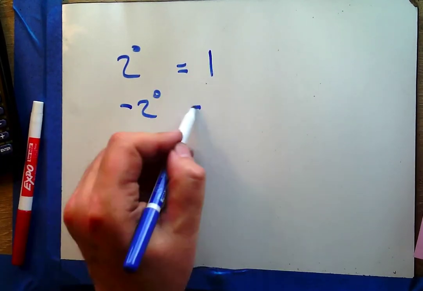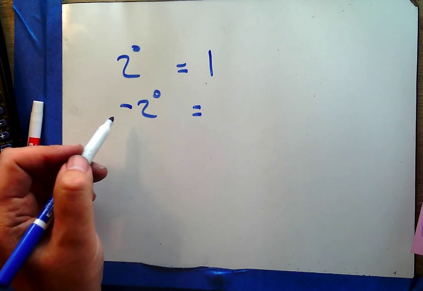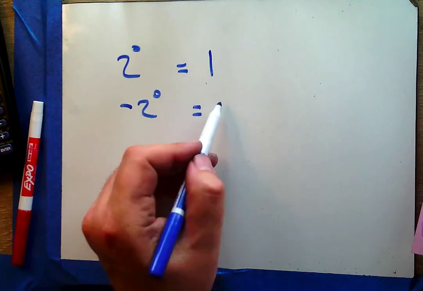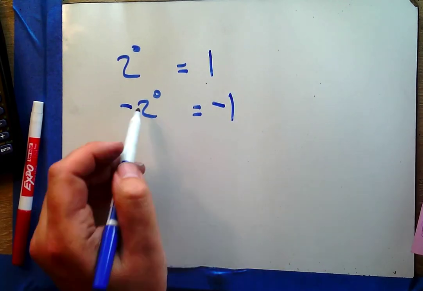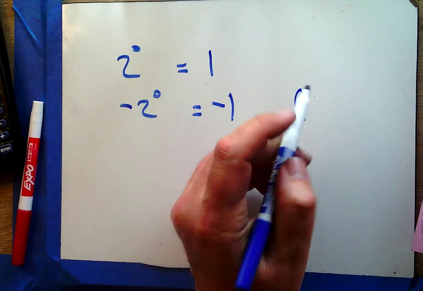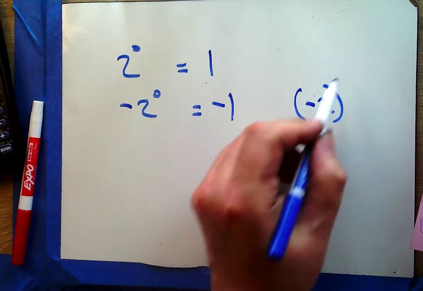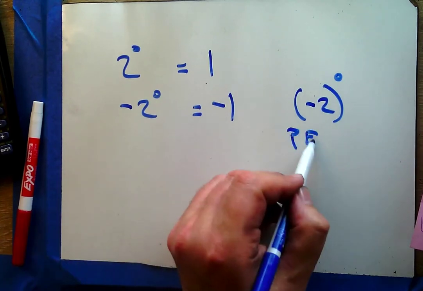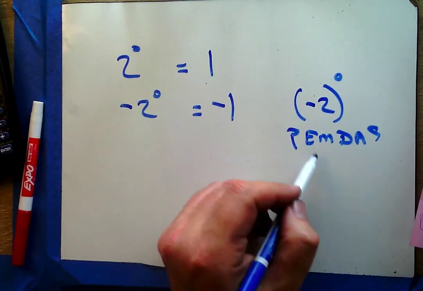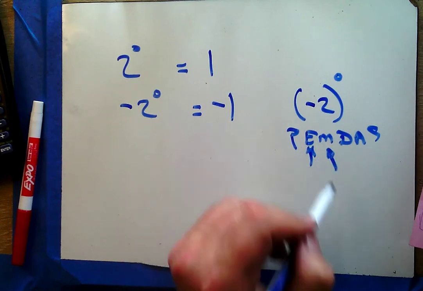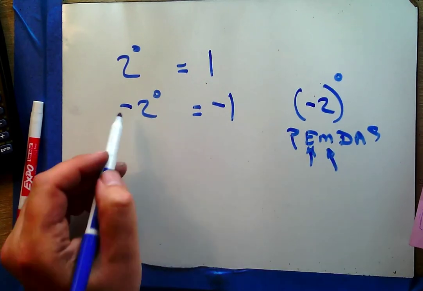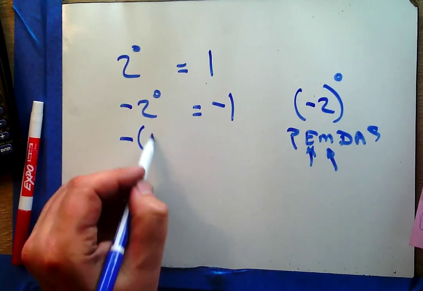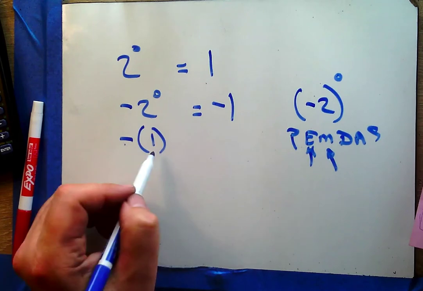How about negative 2 to the 0? 5, 4, 3, 2, 1. This is negative 1. Many students think this is positive 1 because they think this problem is negative 2 to the 0. It's not. Remember, PEMDAS says you have to do exponents before you multiply by negative 1. This is negative times 2 raised to the 0. So I have to do 2 to the 0 first and then apply the negative to it.